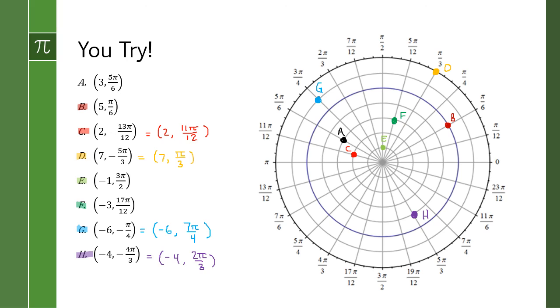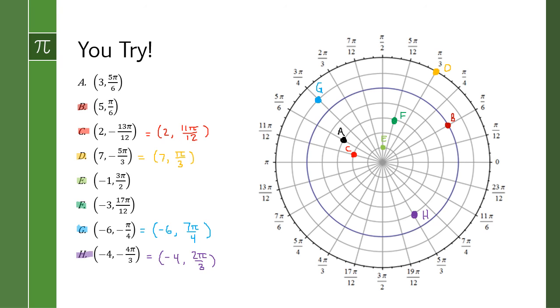And here you can see these points that I've plotted. I've also color-coded them. The ones that people tend to have the most difficulty with are the ones with the negative angles. So double check the location of your points C, D, G, and H. Make sure that those look like you've plotted them in the same position as mine. And remember, anytime you have a negative angle, make sure that you are adding 2 pi to that so you can find a location that is a positive angle.